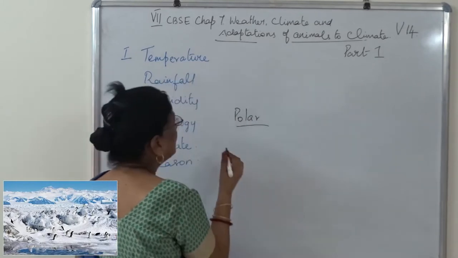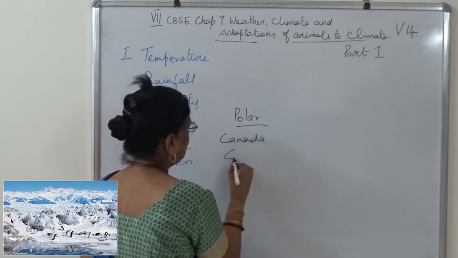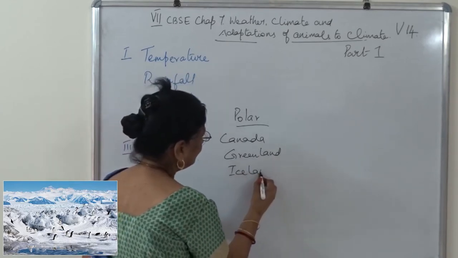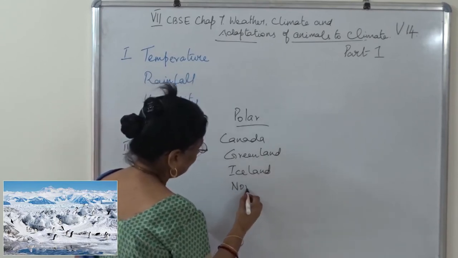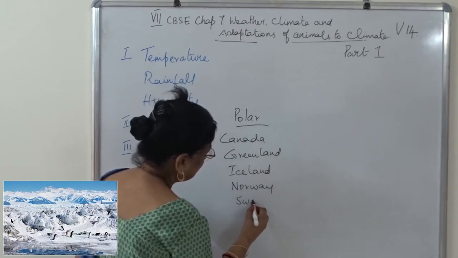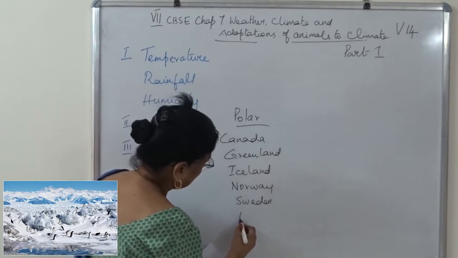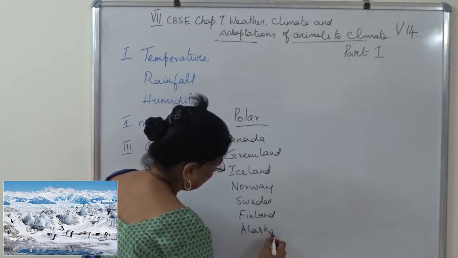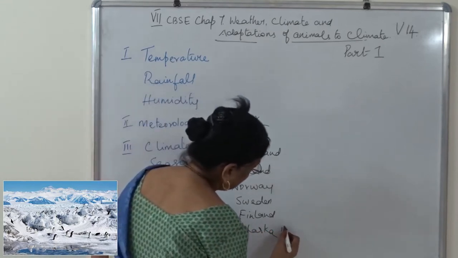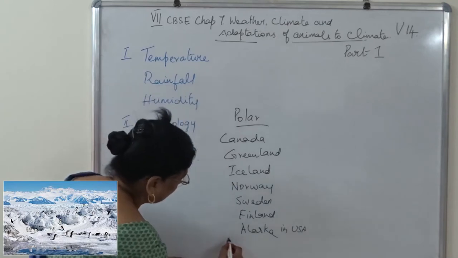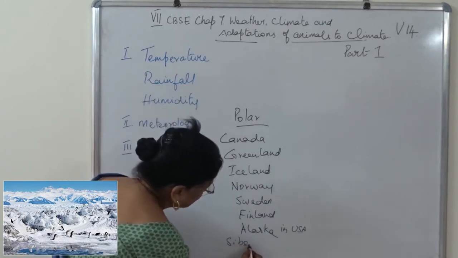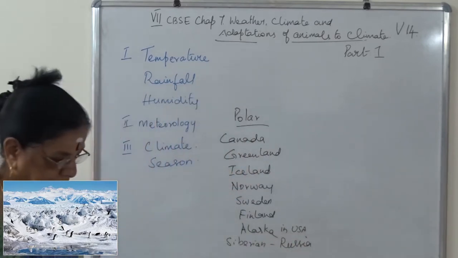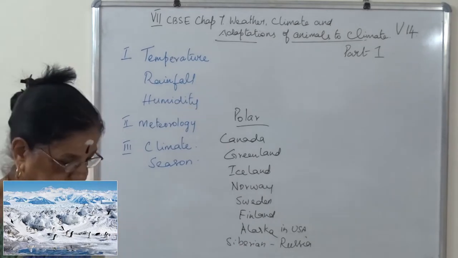Polar regions are forming Canada, Greenland, Iceland, Norway, Sweden, Finland, Alaska in USA, and the Siberian part of Russia. These regions are well-known countries for polar regions.